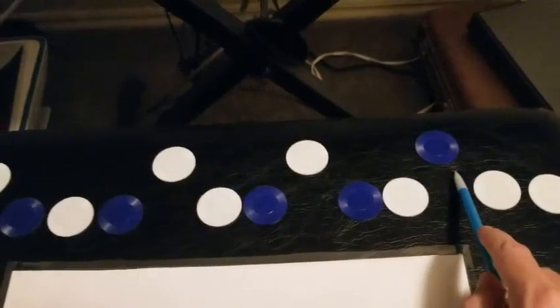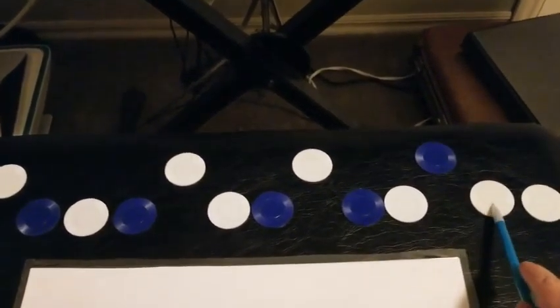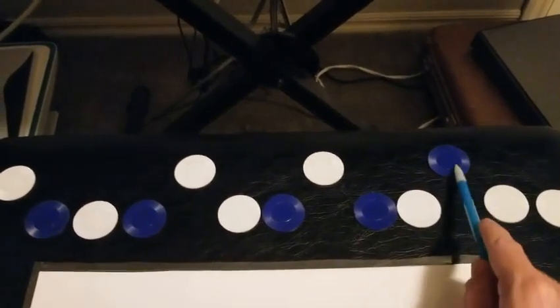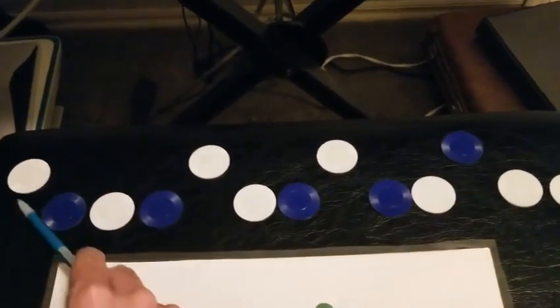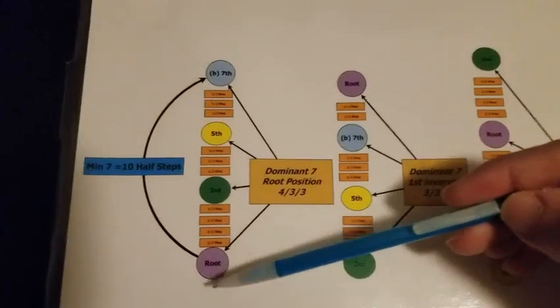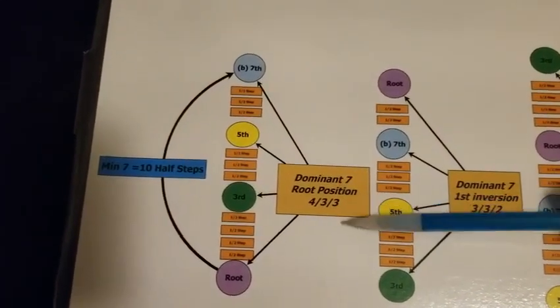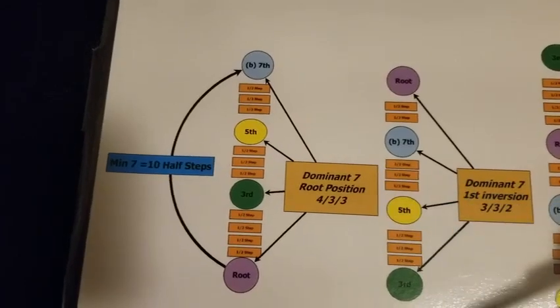You have the flat 7 from a major 7, because a major 7 in C major is the B natural, and since it's flatted, it's a dominant 7. So here we have C, E, G, B flat. And that demonstrates the root position C dominant 7, 4-3-3 root position.